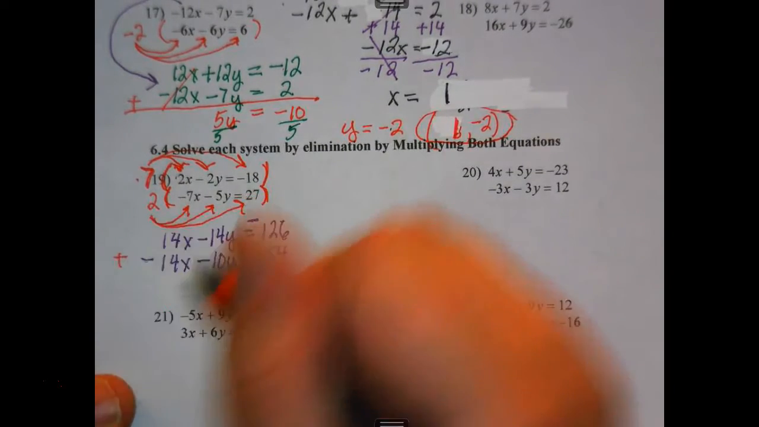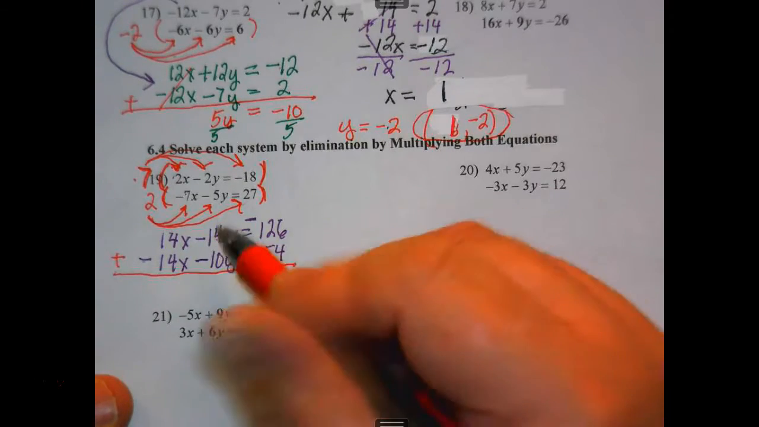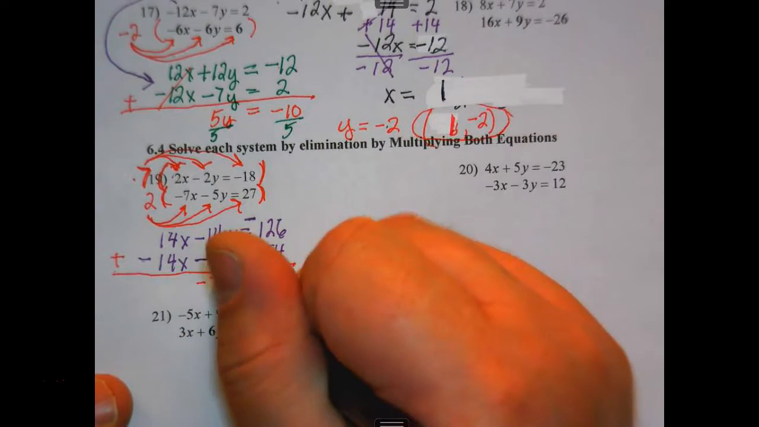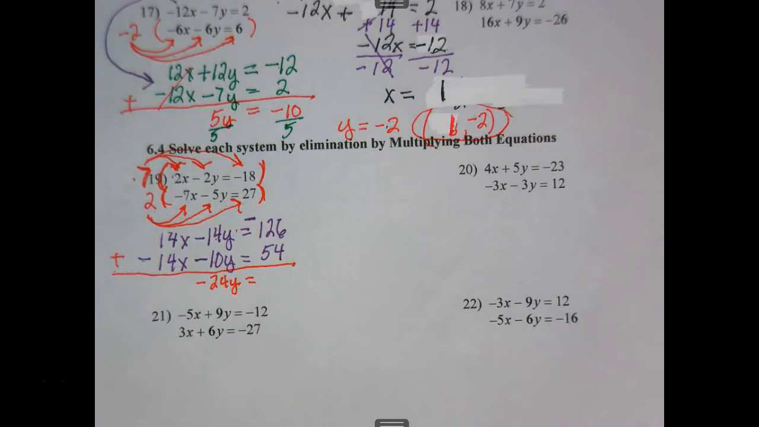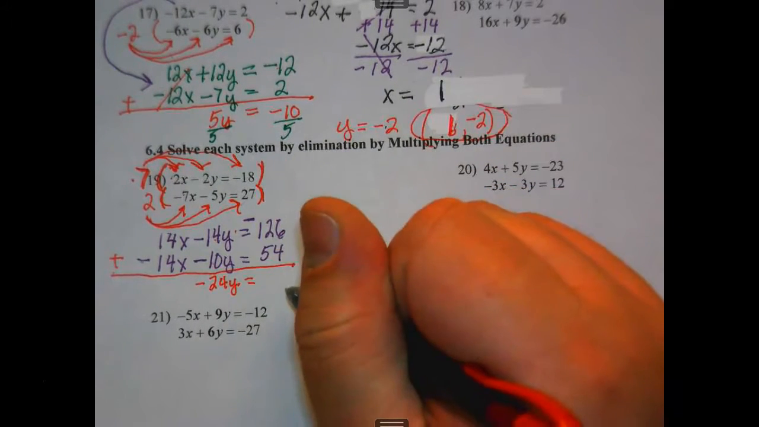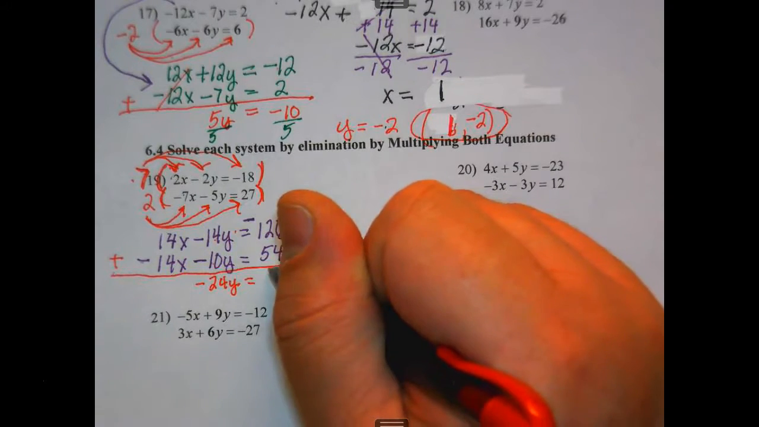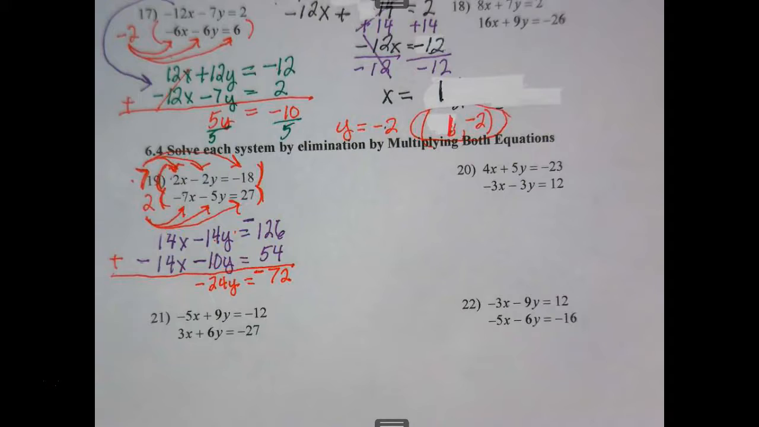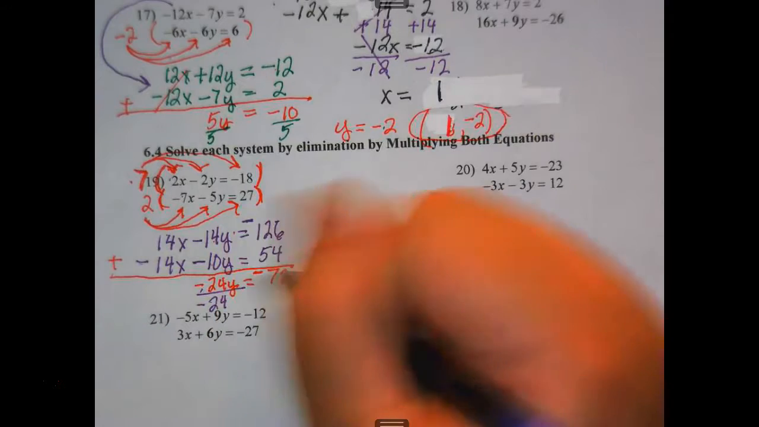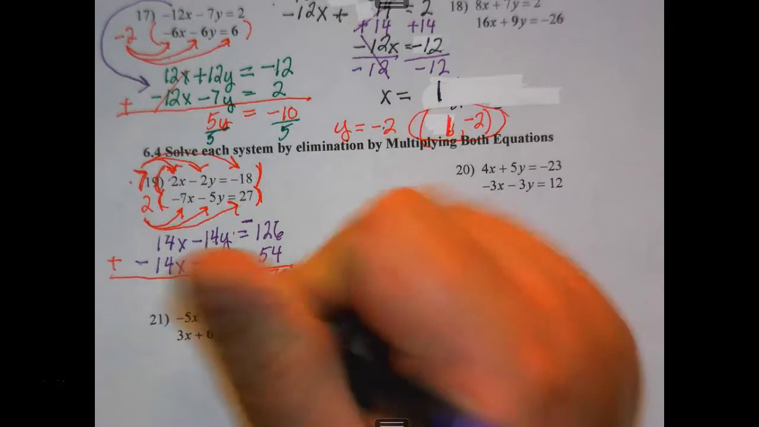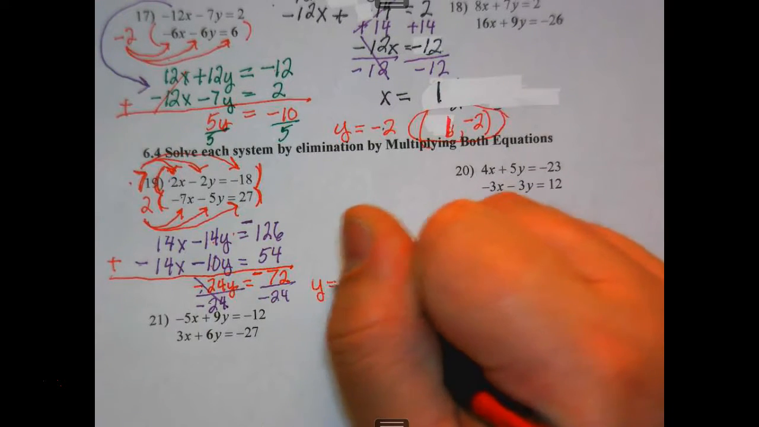Add those together. Let's see, negative 14y minus 10y is negative 24y. Negative 126 plus 54 is negative 72. Divide both sides by negative 24, and y is going to equal 3.